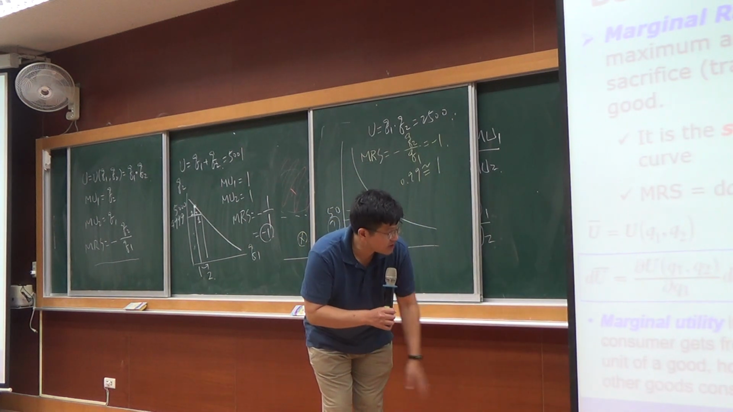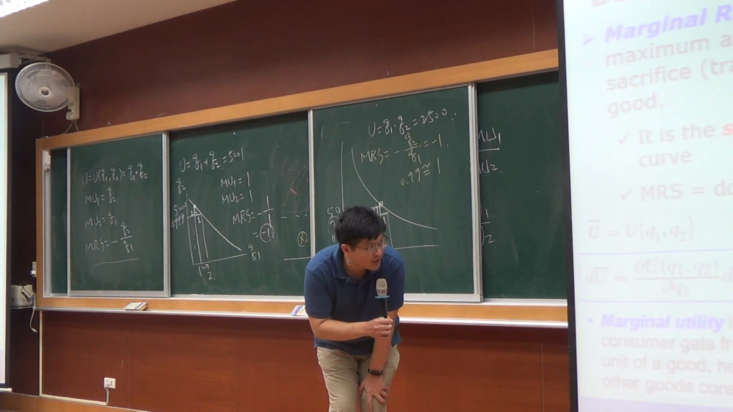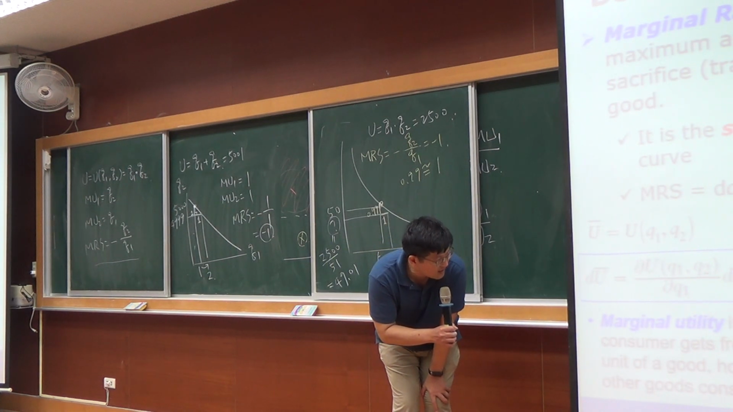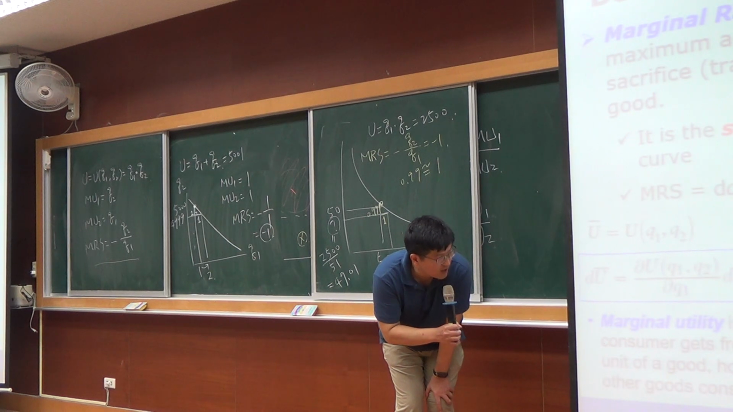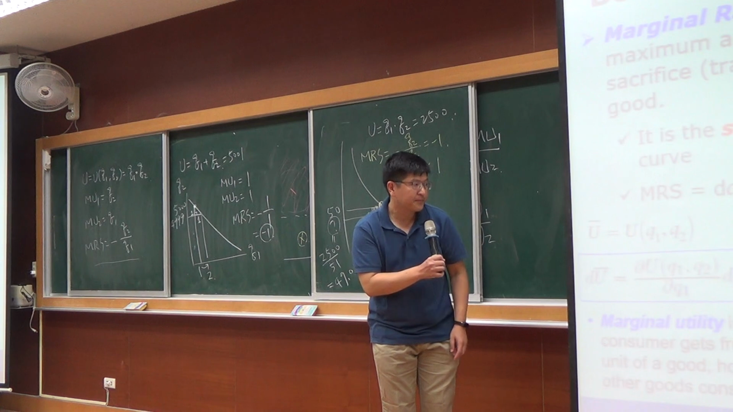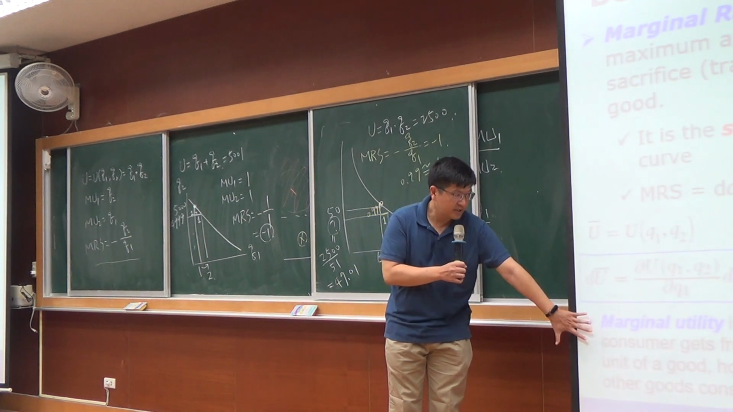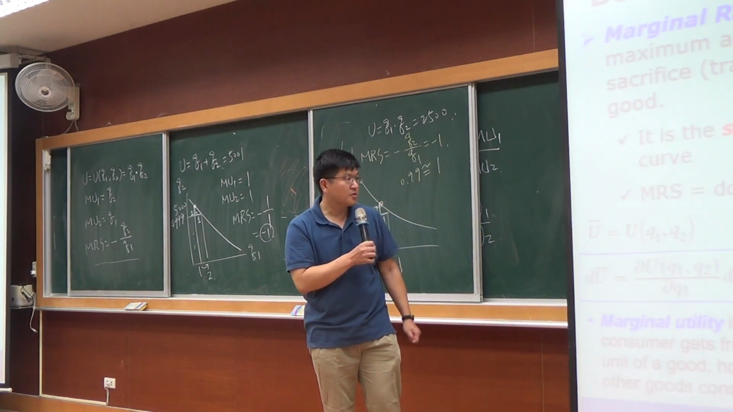Alright, marginal utility is the extra utility that a consumer gets from consuming the last unit of a good, holding the consumption of other goods constant. This is the definition of marginal utility.